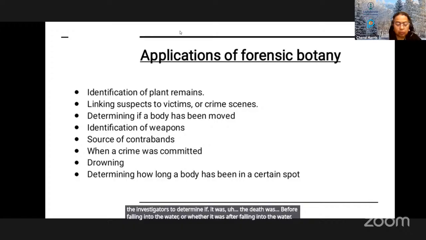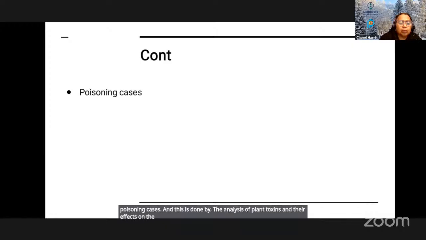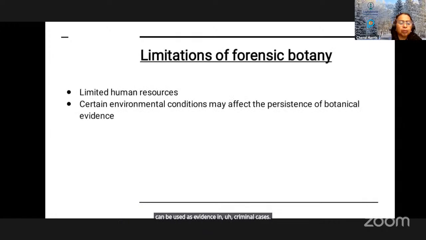The other one is to determine how long a body has been in a certain spot, and this is done by calculating the weight of the body and how much damage has been done to the plant underneath. Another application of forensic botany is helping in solving poisoning cases, and this is done by the analysis of plant toxins and their effects on the human body, which can be used as evidence in criminal cases. Those are some of the applications of forensic botany.